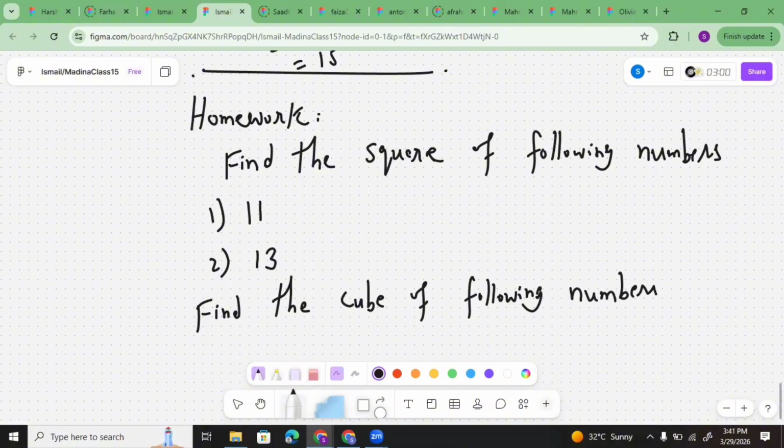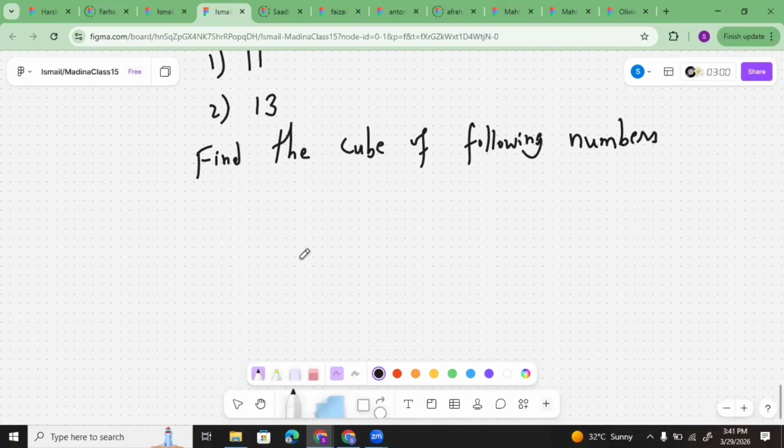Now I'm going to provide two numbers. The first question is cube. So the first is 8. And the second question is an exceptional case. You need to take care of this, okay? 14.